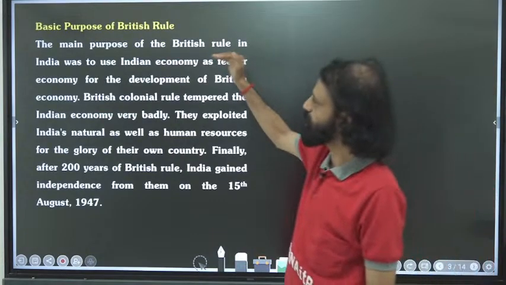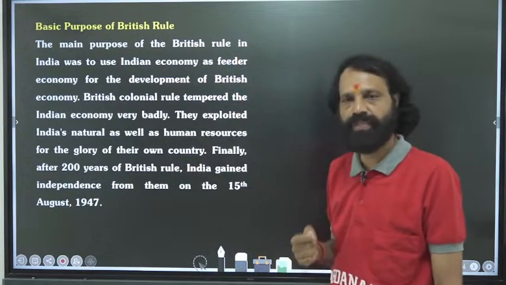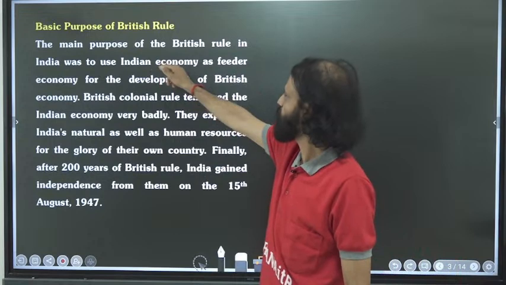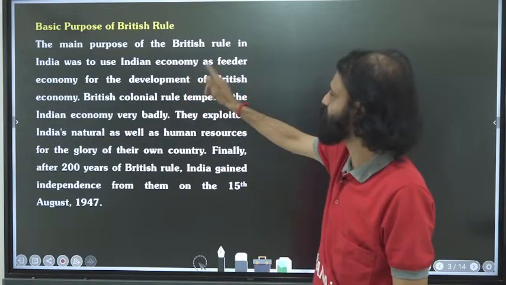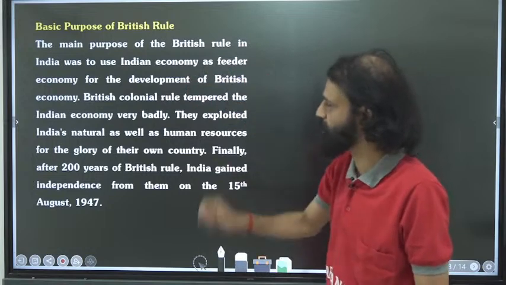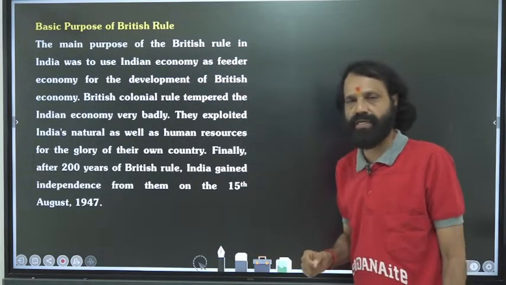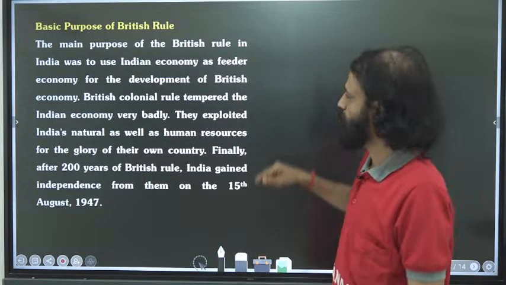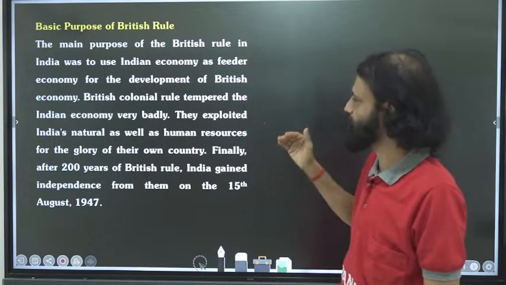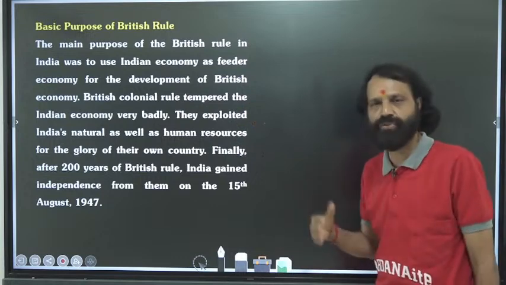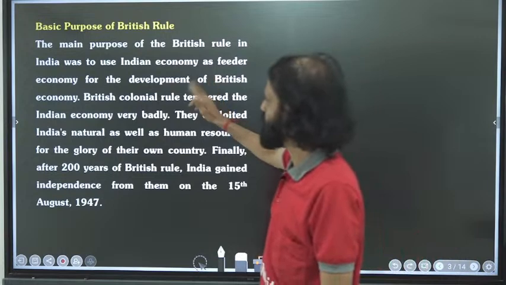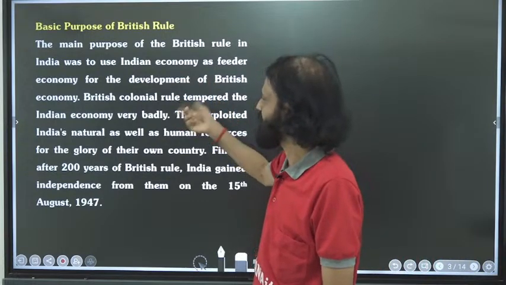Basic purpose of British rule. What was the purpose of British rule? That we will study in this part. The main purpose of the British rule in India was to use the Indian economy as a feeder economy for the development of the British economy. Britishers' ultimate aim was to develop their country. Therefore, they took all raw materials and other resources from India to their country. So, the Indian economy was feeding their economy.